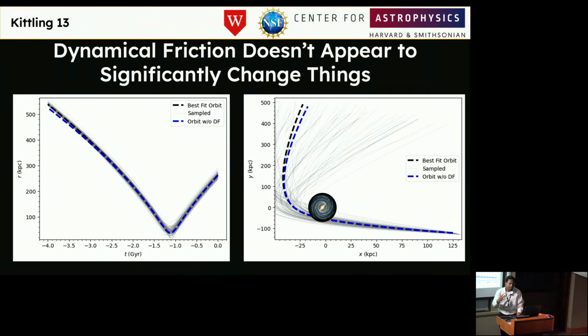We also tested this idea with dynamical friction. We can see that the blue line is similar to the line before, but we also used dynamical friction, using the potential objects. And we can see that the orbit doesn't really change that much. It's still within this scatter, so we decided to ignore it after this point.